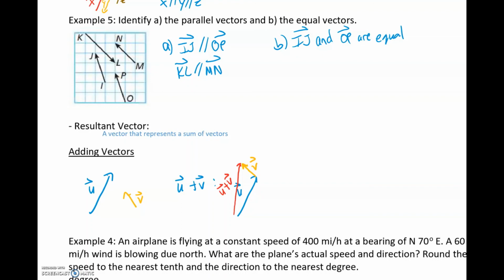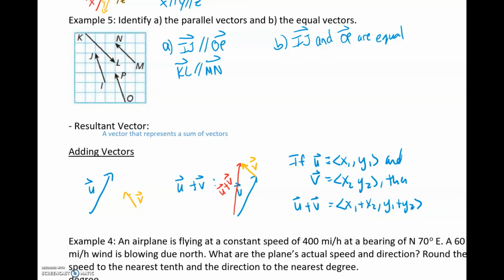So how do we actually do this with numbers? Because, you know, we have components, we have x and y. You literally just add your components. So again, super straightforward. If u has its components x1, y1, and vector v has its components x2, y2, then u plus v, those two vectors, is just literally x1 plus x2, y1 plus y2, right? So we're just adding our components together to get the resultant vector.